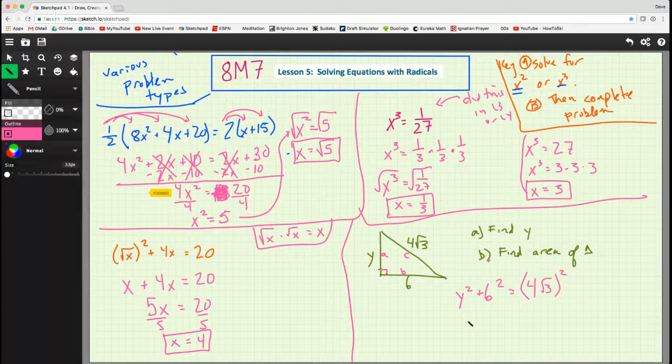So let's write the left side, which is easy. y squared plus 36 equals. And now this, we have to square the first thing and square the second thing. We have two things multiplied together, 4 times the square root of 3. Well, the way that you square that is you square the first one and then square the second one. The first one squared is 4 squared, and then we multiply that times the square root of 3 squared. Well, 4 squared is 16, and the square root of 3 squared is just 3. So that's 48.